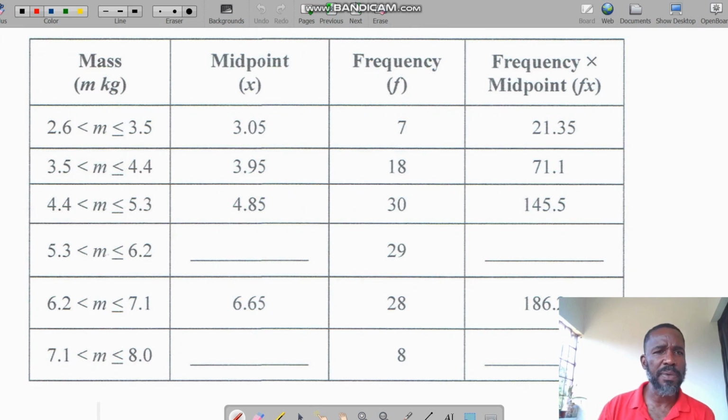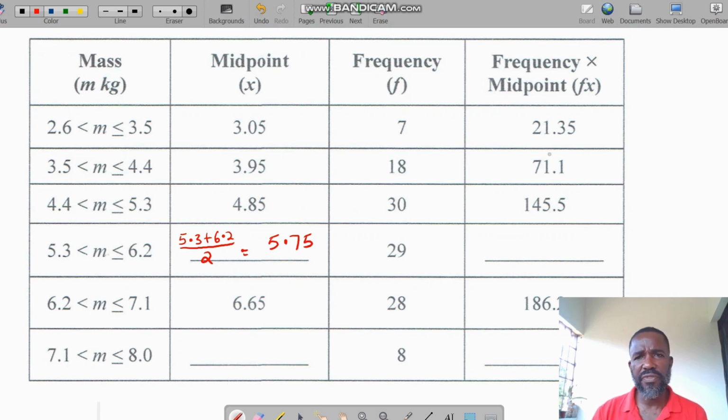So we are to fill in the blank spaces here, and in filling in the blank spaces, we first want to know what the midpoint of each of the missing areas are, and we also want to fill in the frequency times the midpoint. So in order to get the midpoint, we are going to add. For each class, we add 5.3 plus 6.2, and then we divide all of that by 2. So that's how we go about getting the midpoint, and we would have got 5.75.